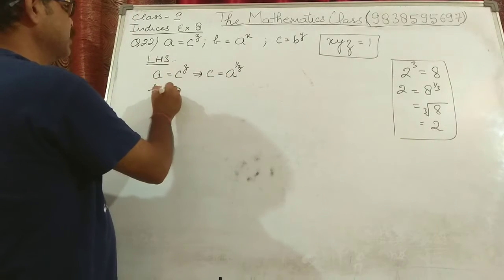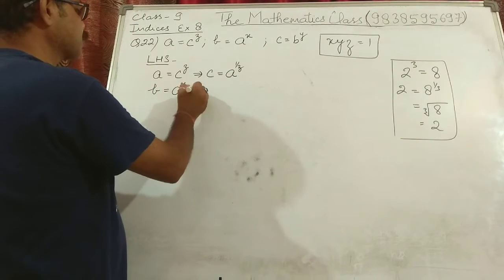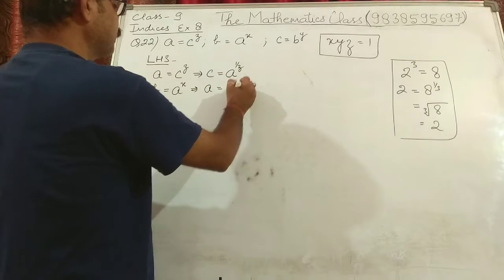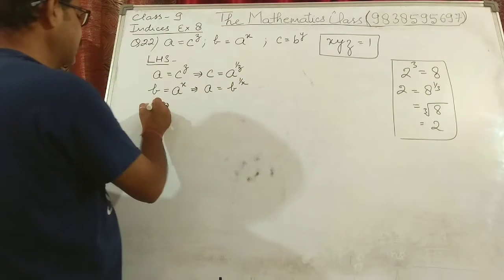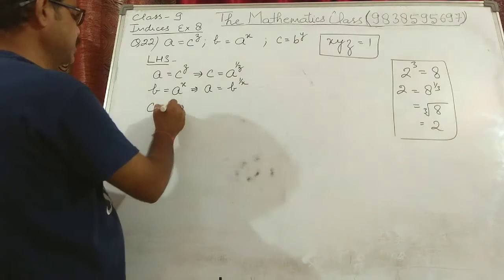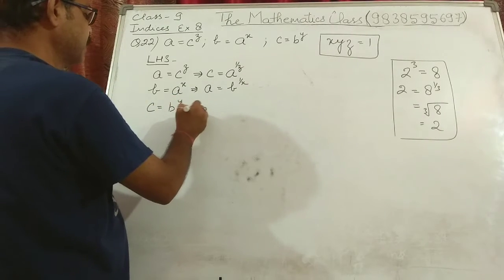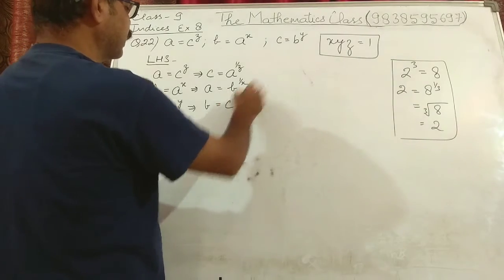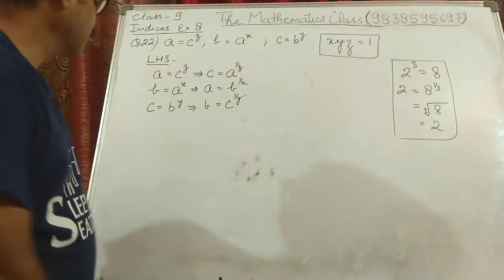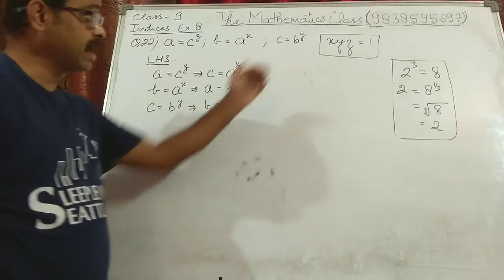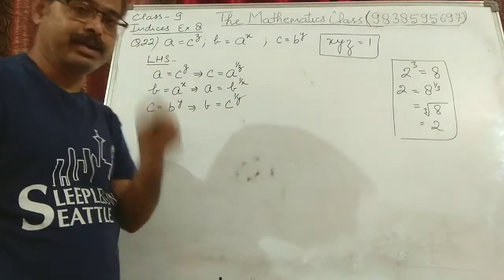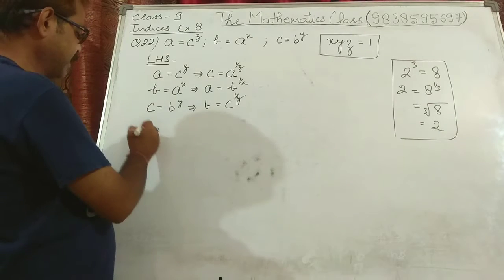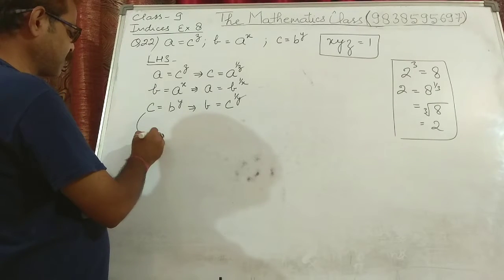Similarly, it is given B is equal to A to the power X, so we can say that A is equal to B to the power 1 upon X. And similarly, it is given C is equal to B to the power Y, so B can be written as C to the power 1 upon Y. Now, what I need is X, Y, Z. It means I need to eliminate A, B and C. So let us start from this.